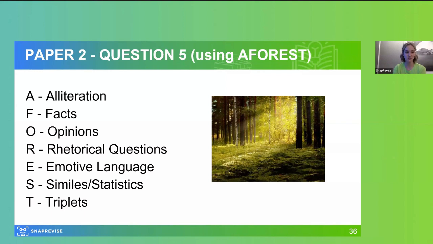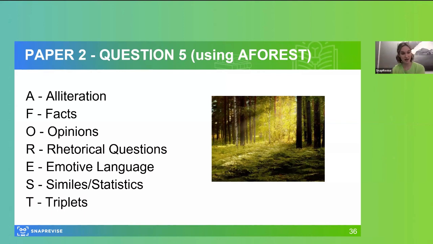R stands for rhetorical questions. So again, you'll have seen rhetorical questions come up in many different scenarios. But yeah, asking questions of the examiner, making them think about their own perspective. E stands for emotive language. So words that can elicit some sort of emotional response and that will get the examiner thinking.